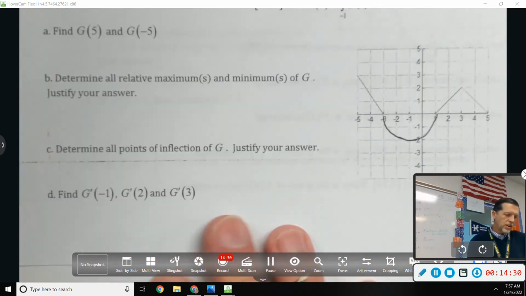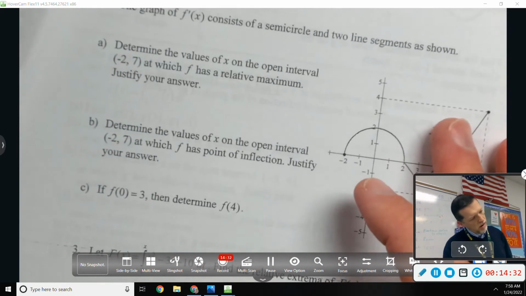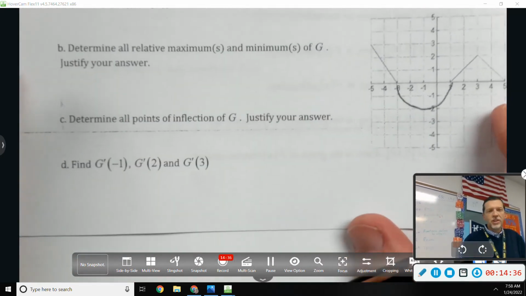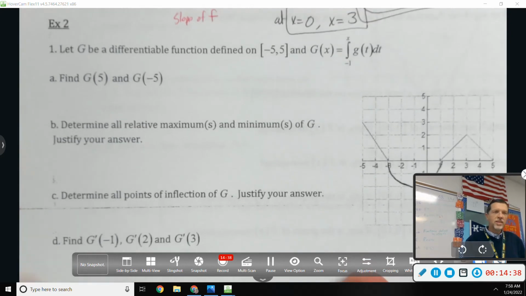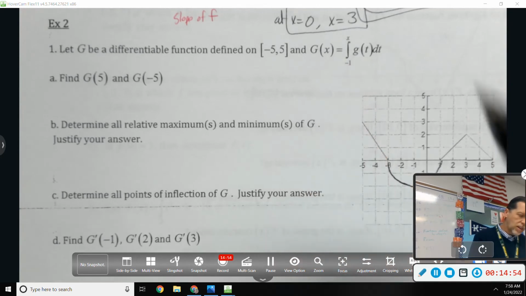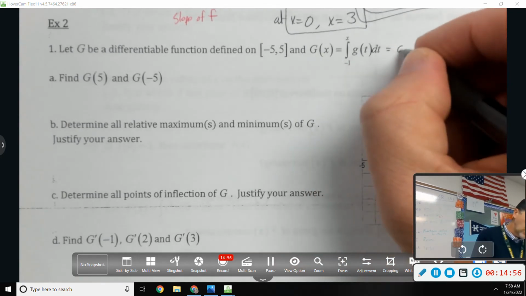Let's try number 2. These start being all the same, which is good. It's just more practice. Let G be a differentiable function. Oh, here we go with the uppercase, lowercase stuff again, so be very careful. G is the area from -1 to x of little g.